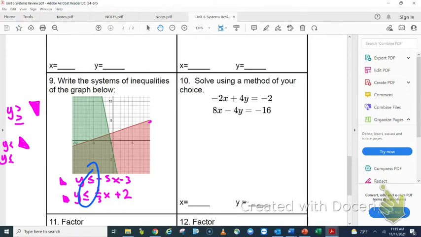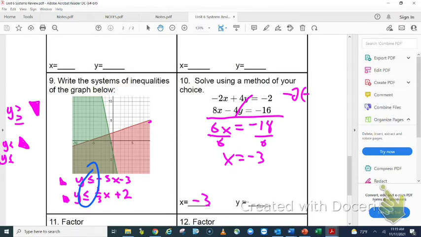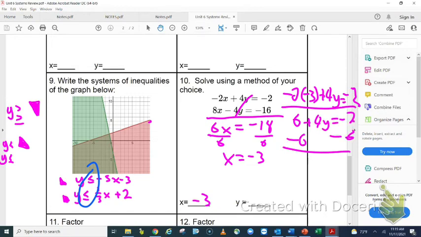Okay, solve using any method of your choice. When I say this, you can use a matrix, but I'm going to not use a matrix here because I don't want to type it into my calculator. I can use substitution or elimination fairly easily and get x equals negative 3. And then I can plug that in for x and find y in one of the equations. Either way, we get 4y equals negative 8, divided by 4, divided by 4, and we get y equals negative 2.